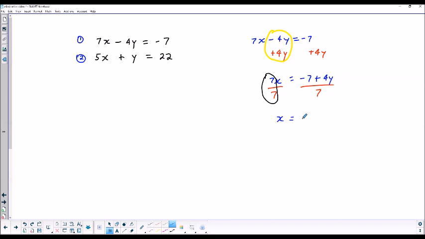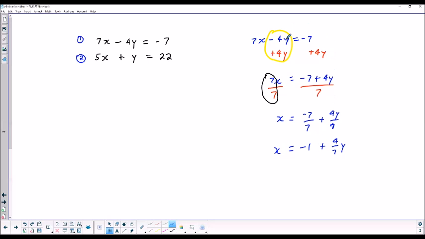And I'm going to separate the numerator into two fractions here. I'm just separating the two terms in the numerator into their individual fractions. So I've got x equals negative 1 plus 4 over 7y. That's all well and good, except that because I don't know the value of y, I can't find what the value of x is.